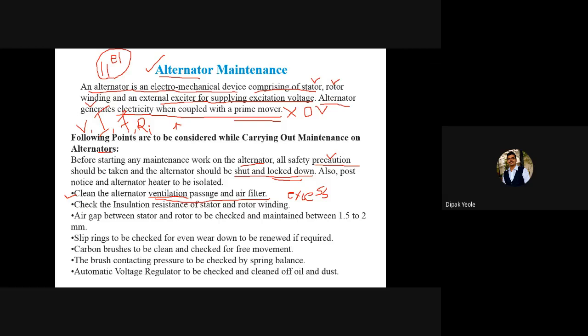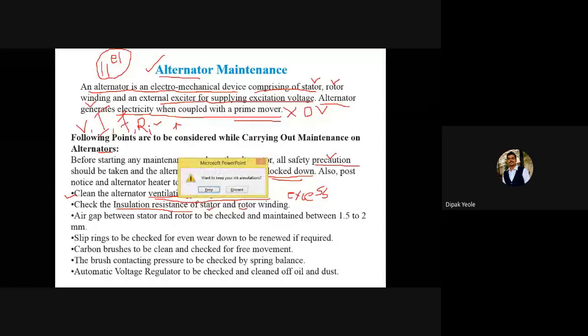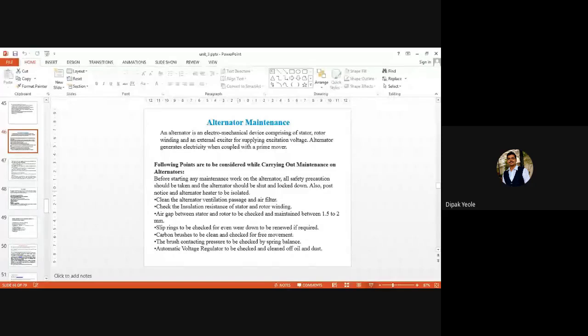Thereafter, the air filter. Check the insulation resistance. So this quantity we have to check for the stator as well as the rotor. Can you tell me which device we are using to check the insulation resistance? Can you put it in the chat box? I have told you the name of the device which we use for measurement of insulation resistance. So try to remember things. What is the device which we have discussed?